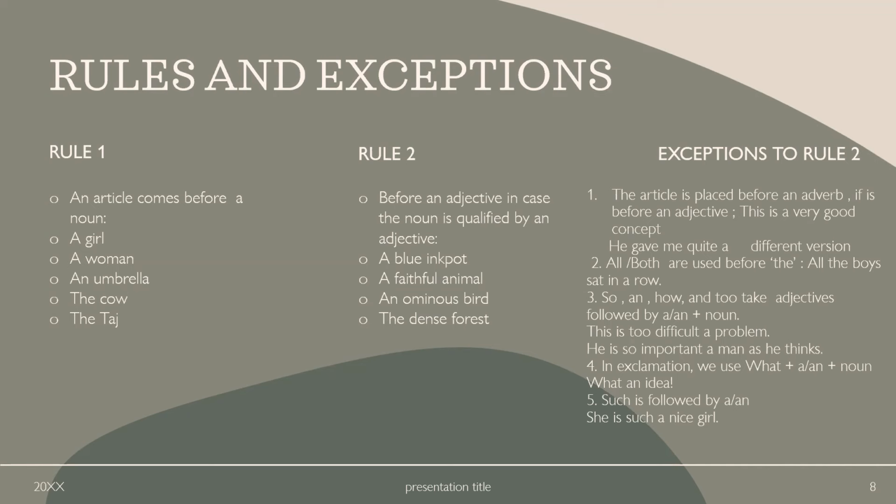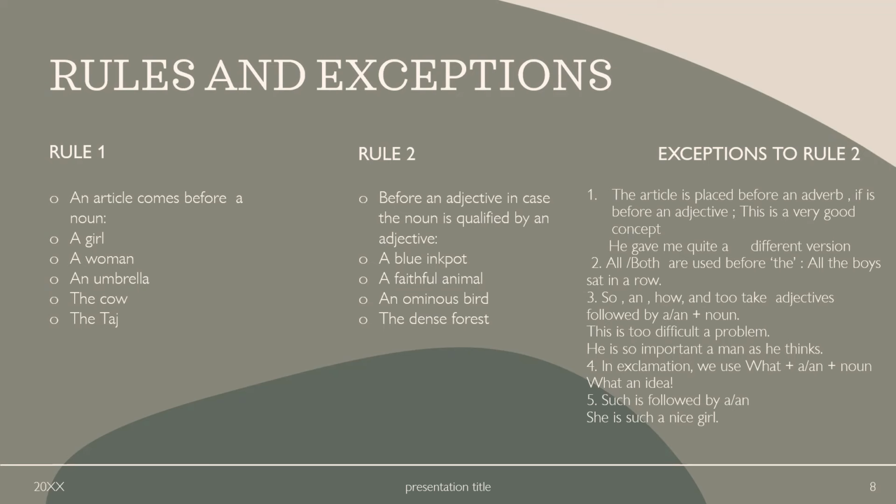There is an exception to rule 2. The article is placed before an adverb if it is before an adjective. This is a very good concept. He gave me a quite different version. So before an adverb also it is placed. All, both are used before the. All the boys sat in a row. Both the boys are very good in speaking skills.